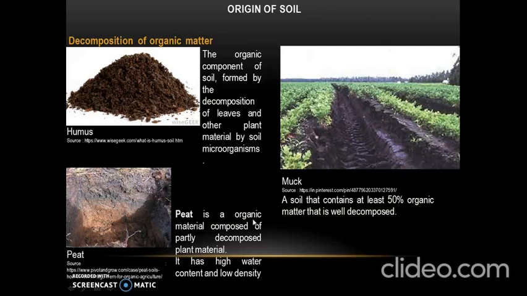Next is peat, which is an organic material which is composed partly of decomposed plant material, and it has got very high water content and its density is low. And muck is a soil which contains 50% of organic matter and it is well decomposed.